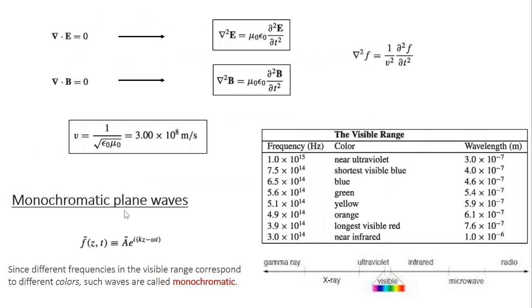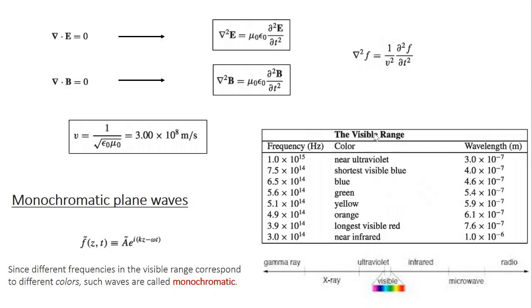Going back to the complex notation of a traveling wave, if you take a wave traveling in the plus z direction, in the complex notation I can write it as f complex of z comma t equal to A complex e to the power i(kz minus omega t), where A complex is the complex amplitude. The omega is the angular frequency, which is related to the linear frequency through the relation omega equals 2 pi times the linear frequency.